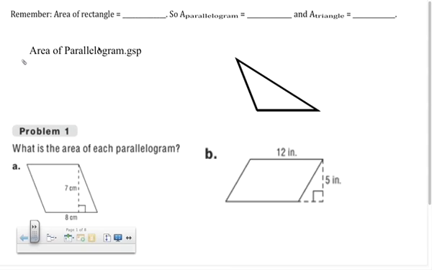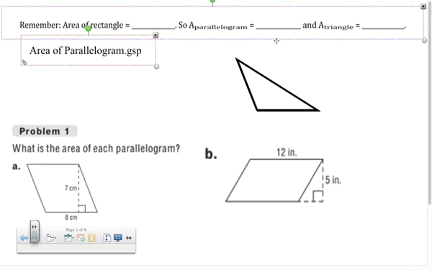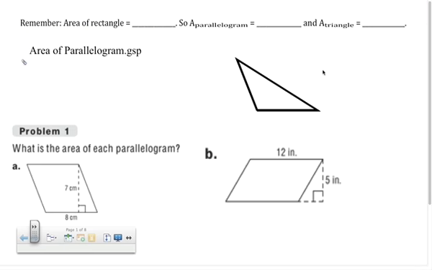All right, so starting with what we know, let's start with the area of a rectangle. You know how to find the area of a rectangle. So how do you find the area of a rectangle? Base times height. Area of a rectangle is just base times height.